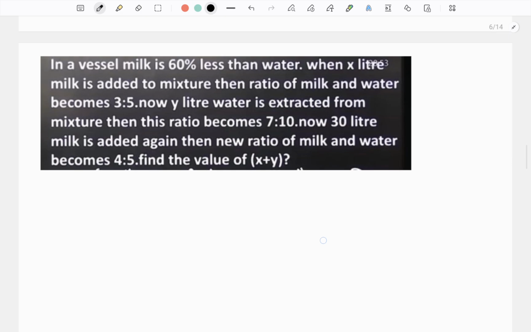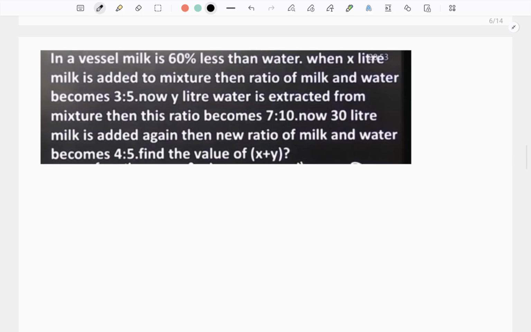Then in a vessel, milk is 60% less than water. So what is the meaning of 60% less than water? Every time compare to what it is less than. So water must be 100. Then milk will be 60% less, which means 40. When X liters of milk is added, now the ratio is 2 is to 5. Okay. Same thing we will write here.